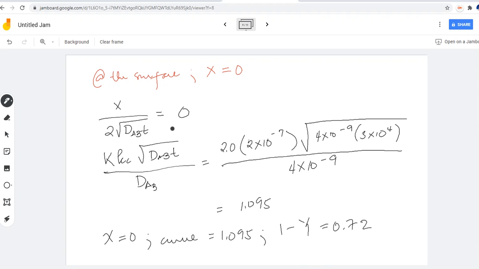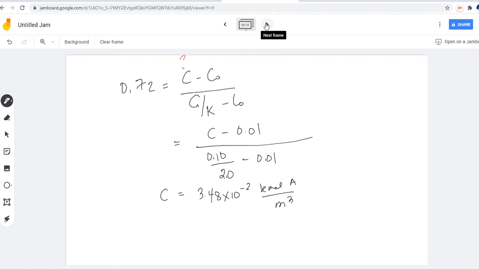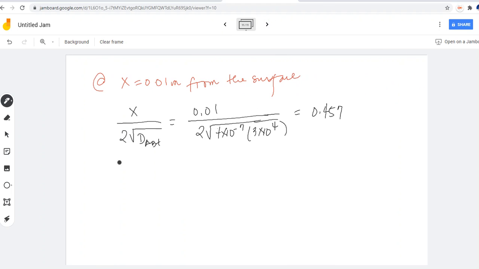In this case, this does not change, class, because there's no x here. So the only thing that changes is the abscissa value, but the curve value is the same. So your curve will still be 1.095 in the second scenario. So your curve value, that would be K over K sub C times the square root of D_AB t over D_AB, is still equal to 1.095.